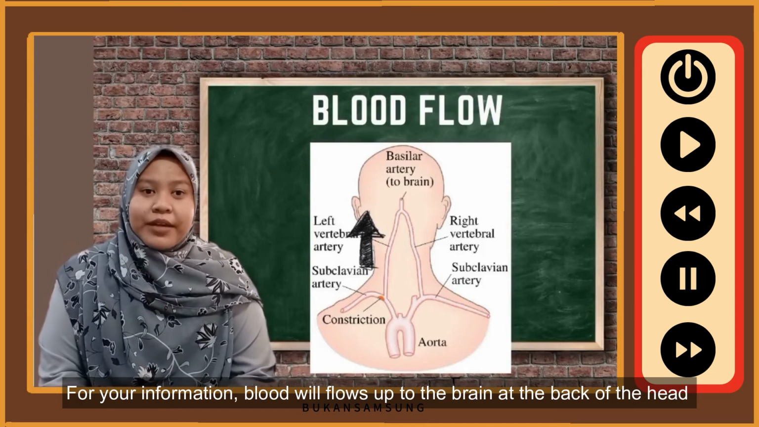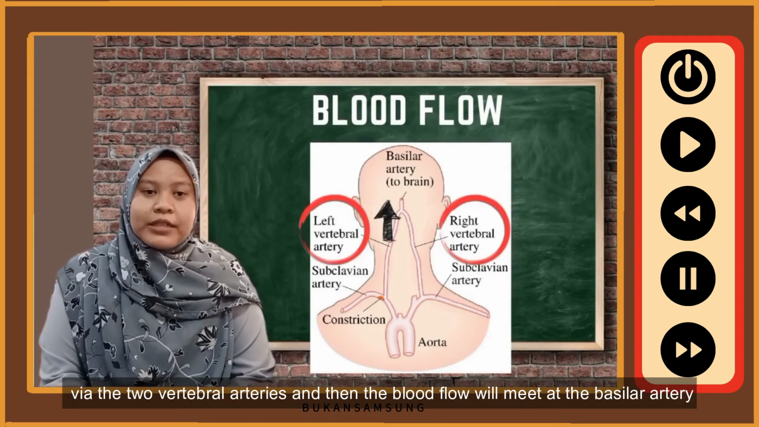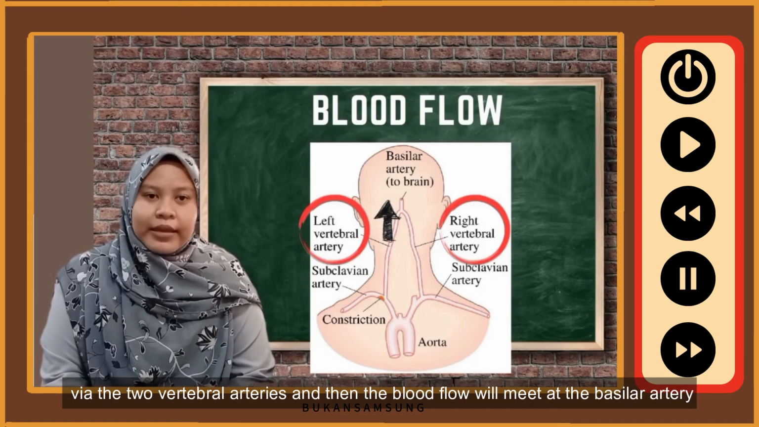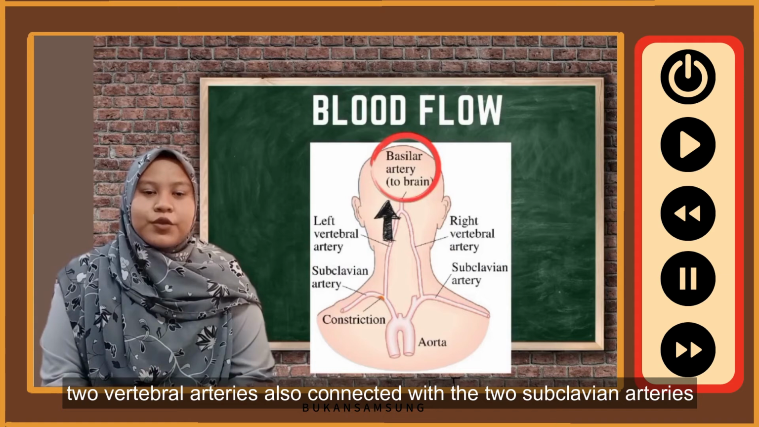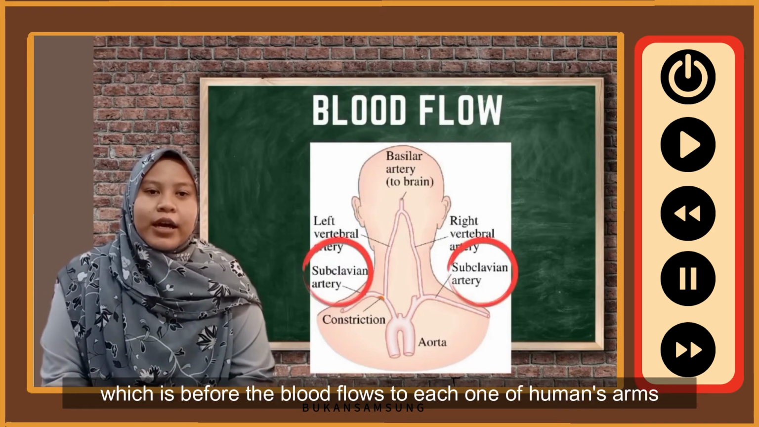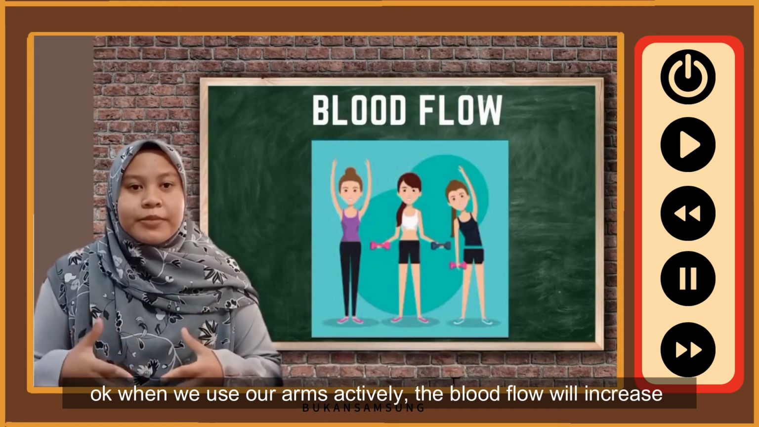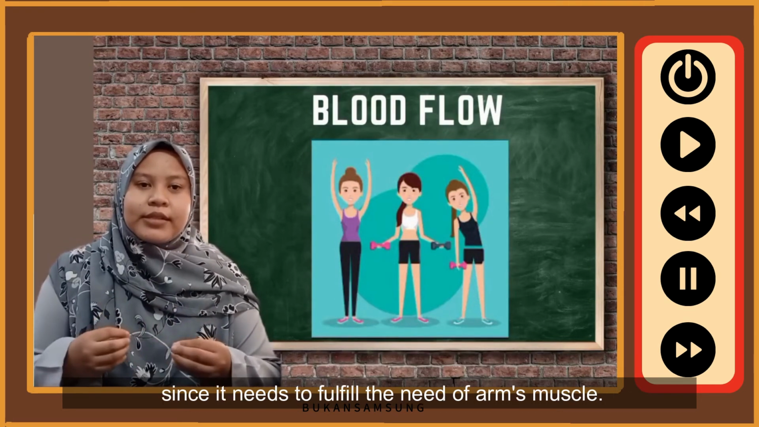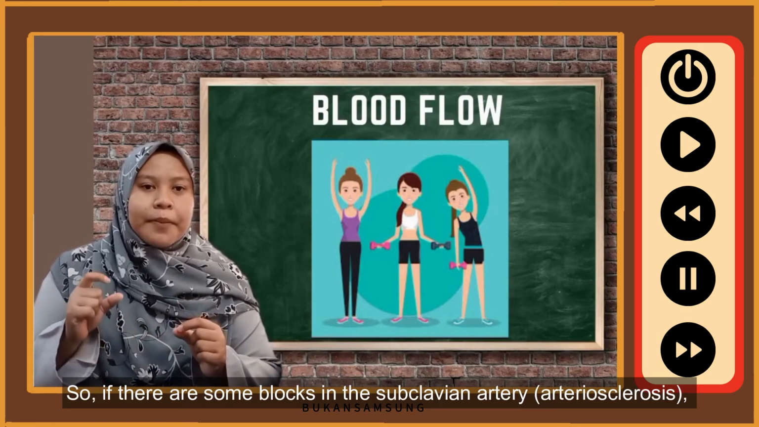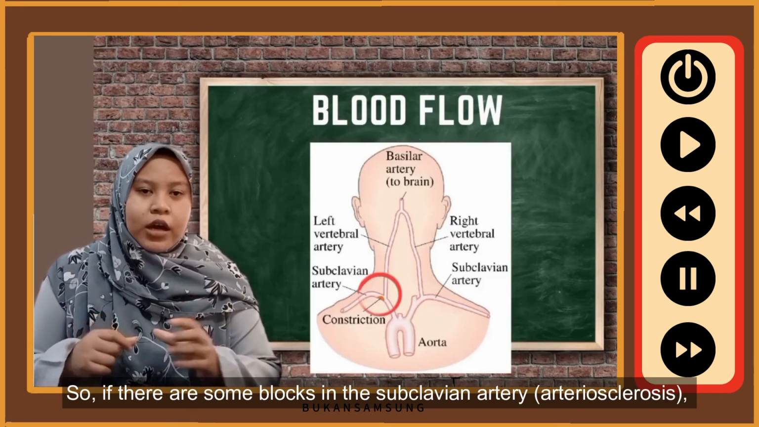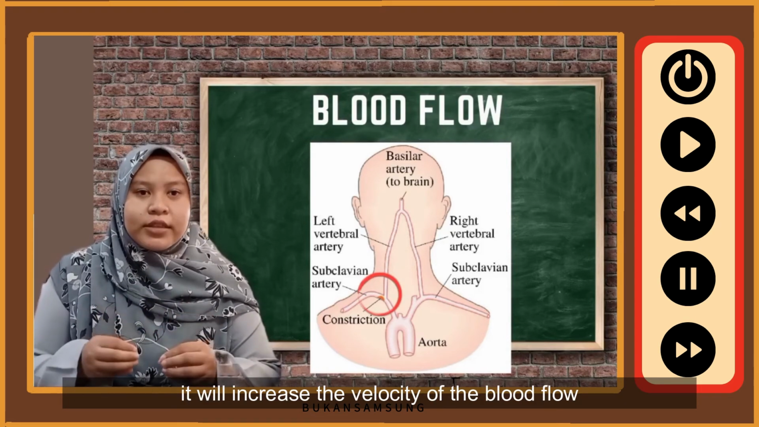For your information, blood will flow up to the brain at the back of the head via the two vertebral arteries, and then the blood flow will meet at the basilar artery. The two vertebral arteries are also connected with the two subclavian arteries, which is before the blood flows to each of the human's arms. When we use our arms actively, the blood flow will increase since it needs to fulfill the needs of the arm muscles. So if there's some block in the subclavian artery, or arteriosclerosis, it will increase the velocity of the blood flow.